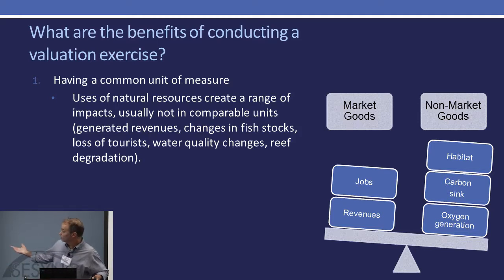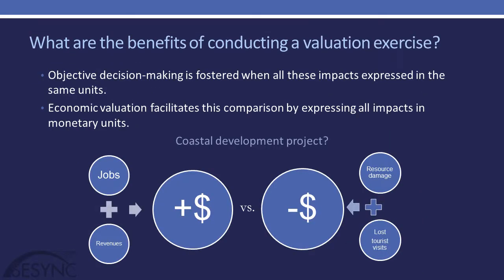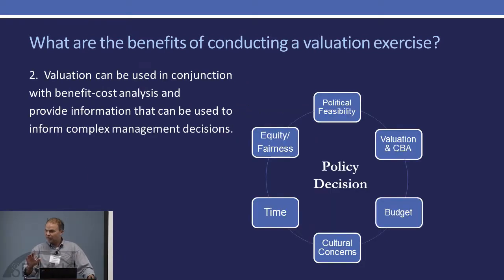On the other side of the scale, we've got non-market values for the most part, right? To know whether the costs outweigh the benefits or vice versa, it's nice to have a common unit of measure. Helps us do objective decision making, right? Facilitates easy comparison when everything's in monetary units. Valuation provides a nice input to cost-benefit analysis, right? Sort of the same idea, right?